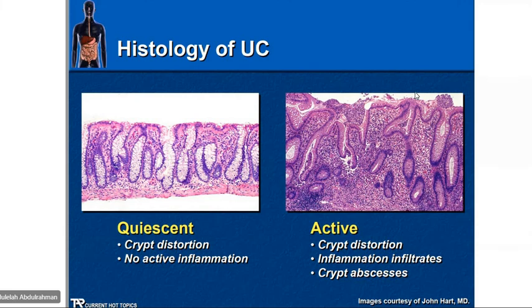Here there's what we call crypt distortion. The crypts are branching, abnormally shaped, and there are definitely inflammatory infiltrates, and there are multiple. You can see a lot of neutrophils and lymphocytic infiltrate here. You need to go to a higher power field to differentiate neutrophils from lymphocytes.